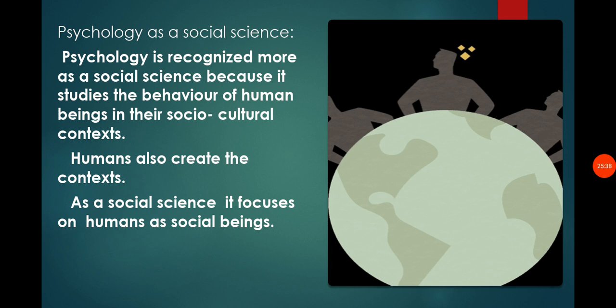So human beings actually cannot live as a single person. They always like to interact with people. They like to live in a group, and as a group member, they learn different things in their lives. They are not only influenced by their socio-cultural context, they also create that context. So psychology as a social science discipline focuses on humans as social beings.